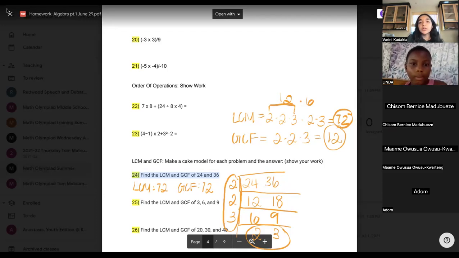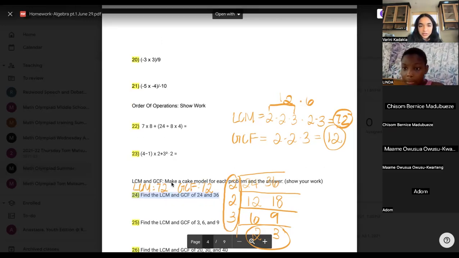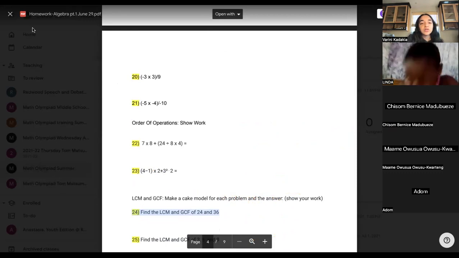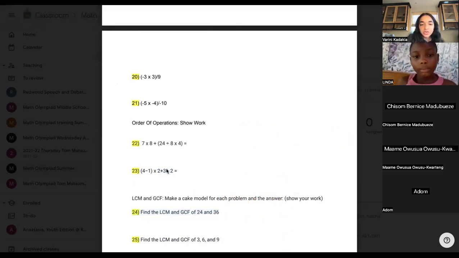And also you can let me know if you need any help, and I can definitely give some guidance. So I'd say be careful with some of these problems because I know sometimes they could be a little confusing when there's a lot of numbers. Especially here, be sure to take into consideration the 3 squared and stuff like that.